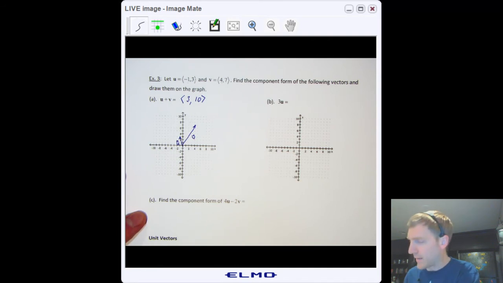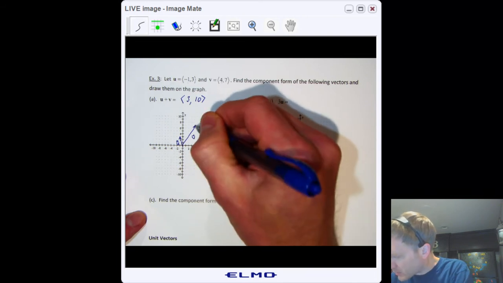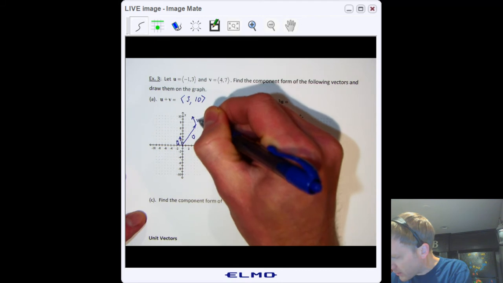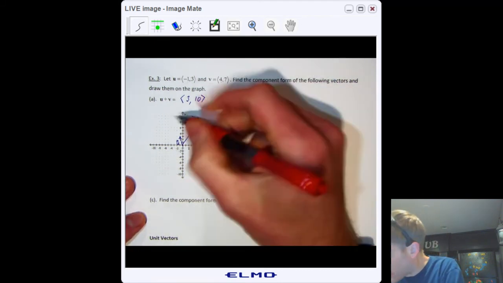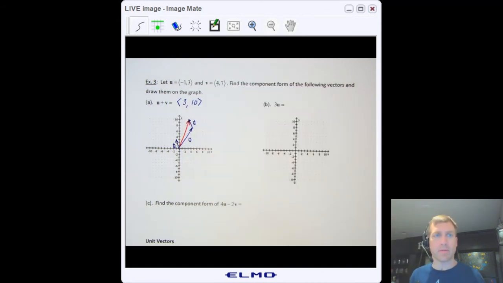All right. And so let's see. I'm going to take the vector u, put it at the end of vector v. So from here, I'm going to go left 1 and up 3. Right? There's vector u at the end of vector v. And now, what does the resultant vector look like? You start at 0, 0, and you end at 3, 10. There you go. There's the vector 3, 10. So hopefully, visually, that makes sense, what we're doing there.